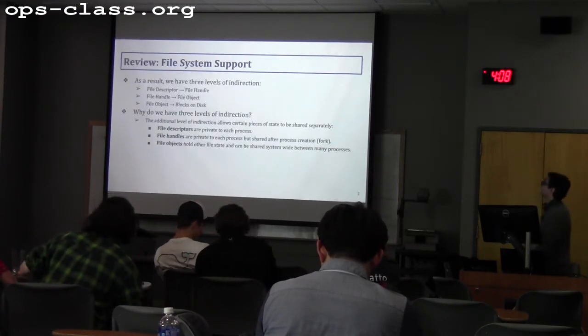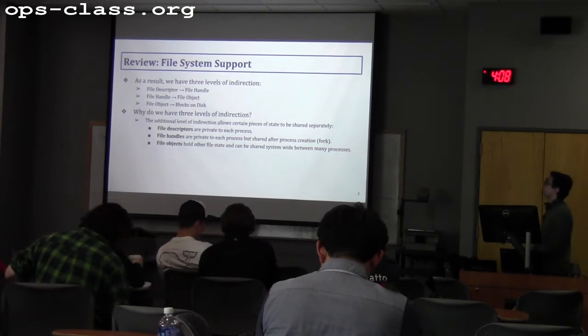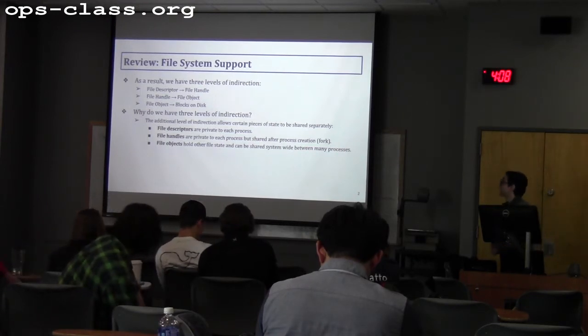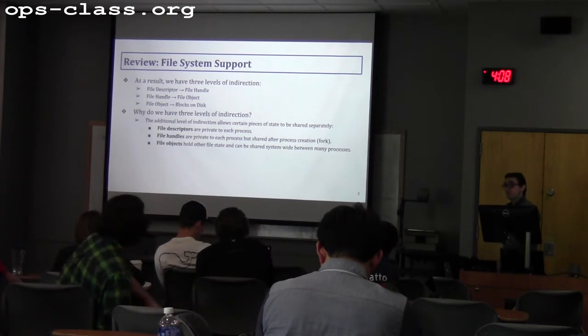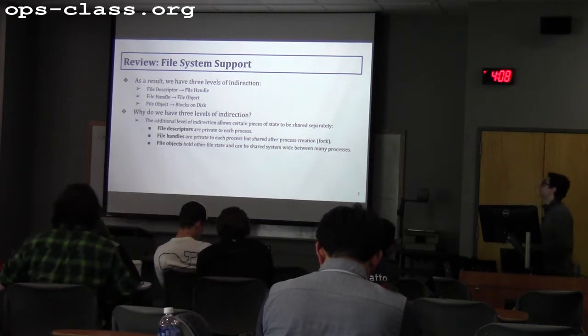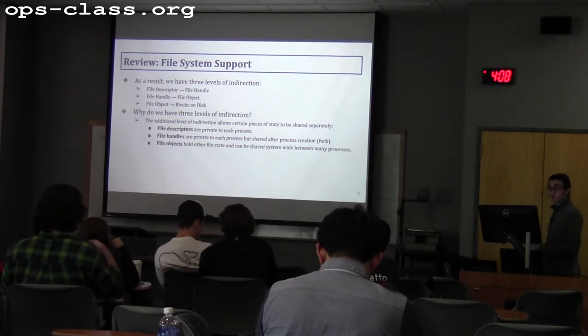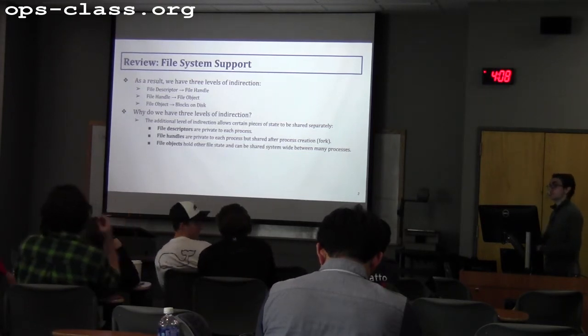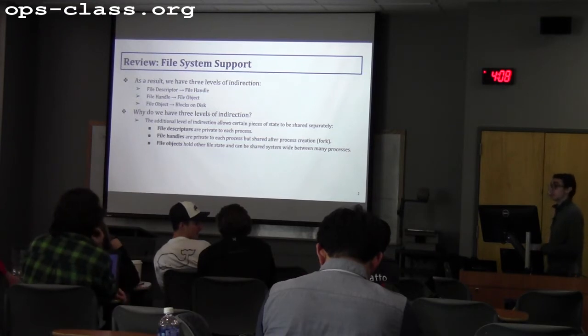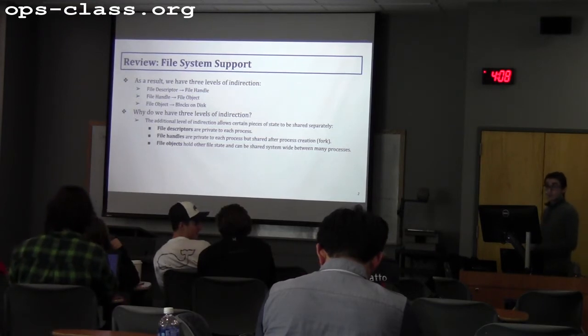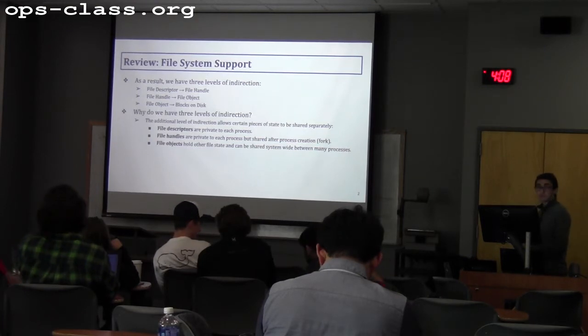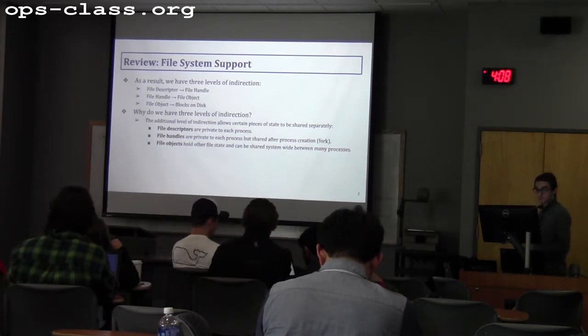So let's review. Last time, we mentioned that we have 3 abstractions for the file syscalls. We said that we have the file descriptor, which is an index into the file table and points to the file handle. We also have a file handle that points to a file object. We also have a file object, which is the physical file on disk. So why do we have 3 levels of indirection? Because we need to enforce 3 different, separate sharing policies.